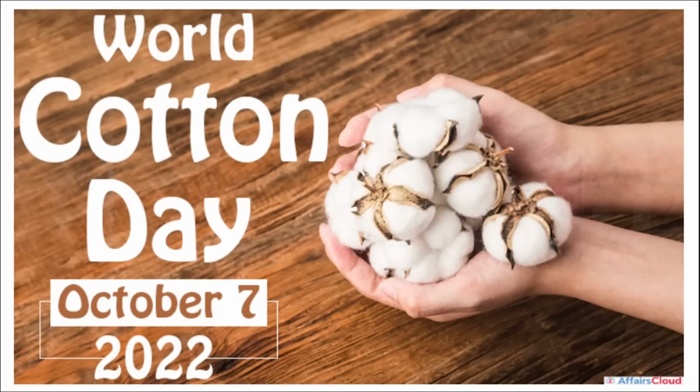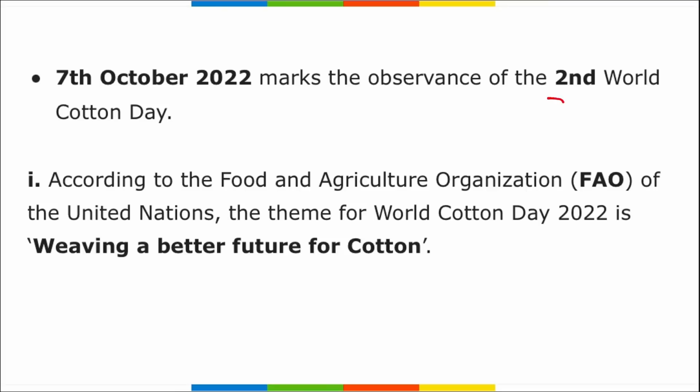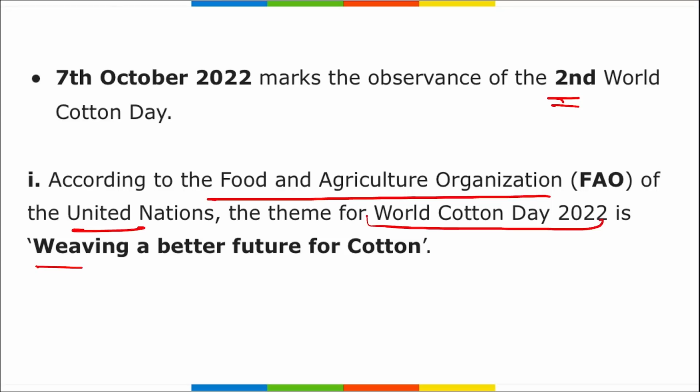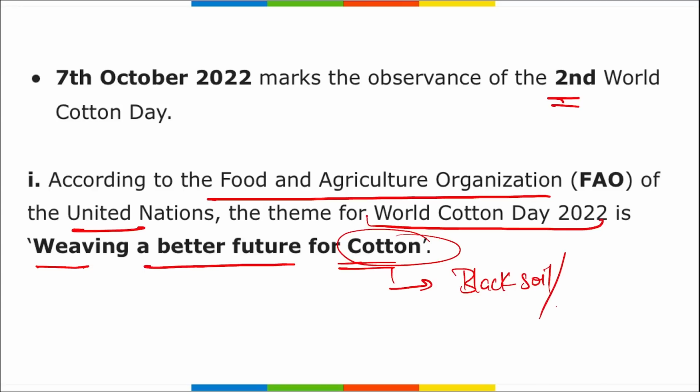Moving on. Next, World Cotton Day. On 7th of October, we observe World Cotton Day. This was the second World Cotton Day that we observed, and according to FAO of the United Nations, the theme for World Cotton Day is weaving a better future for cotton. Apart from this, a question can be asked: which is the suitable soil for growing cotton? That is your black soil, also known as Regur soil. Alright, so this is your World Cotton Day on 7th of October.